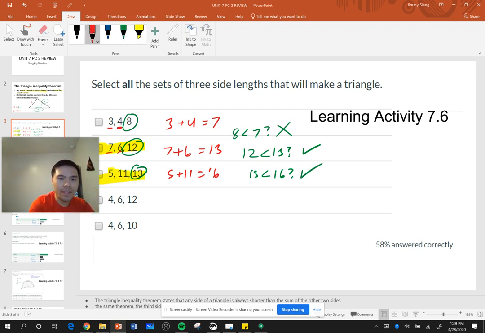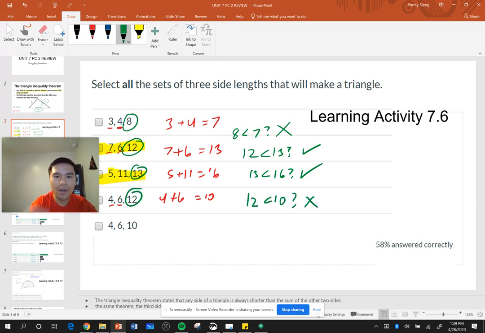And then you could use these other ones. 4 plus 6. That's equal to 10. My third side is 12. So is 12 smaller than 10? The answer is no. Okay, same thing. 4 plus 6 is equal to 10. Now is 10 smaller than 10? So if you said yes, that's not quite correct, but you need to understand that 10 cannot be smaller than 10, right?